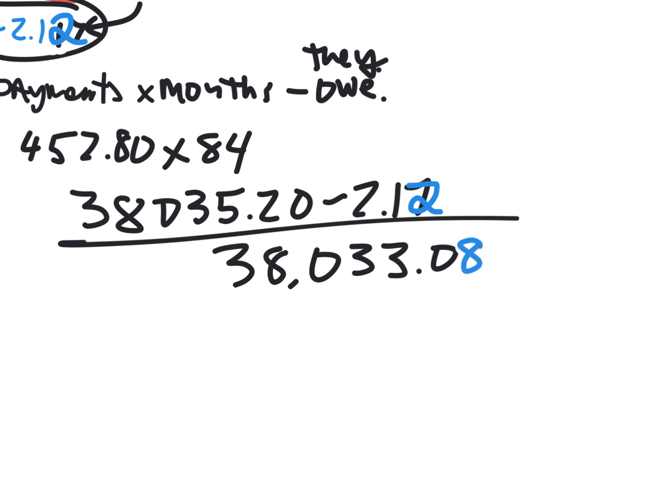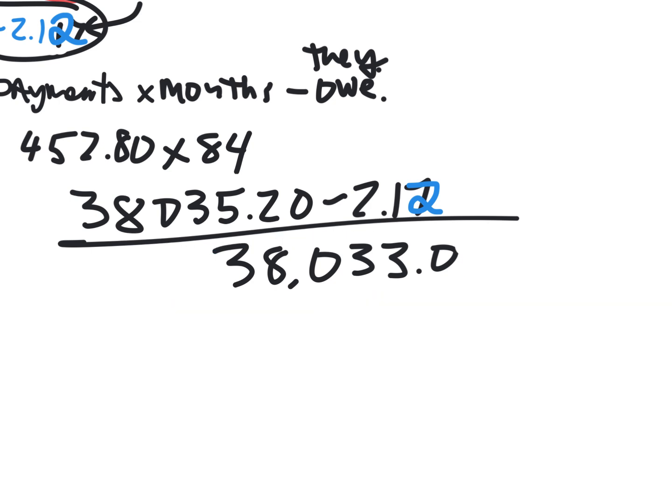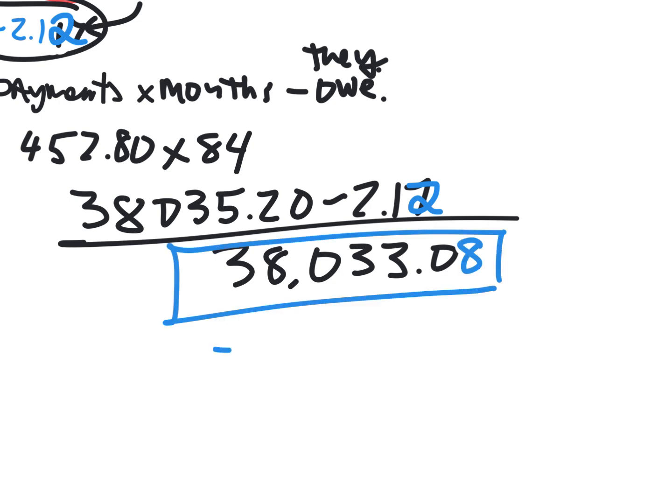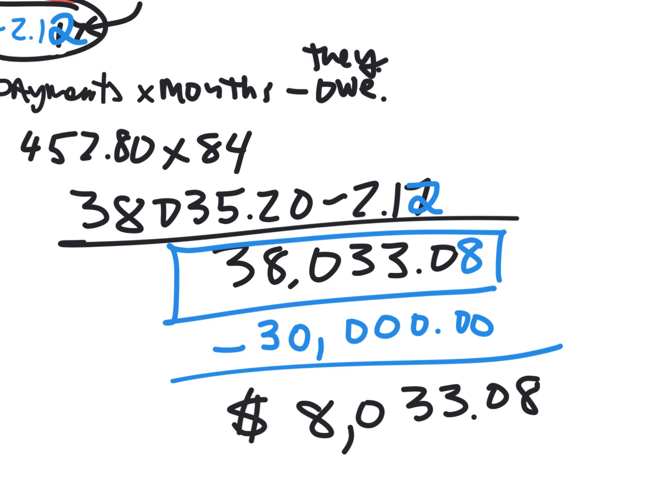Okay, good. All right. Now, the next question, I bet you can figure this out. How much of that money that you spent was interest? I got this. That minus 30,000. Yeah, you just take away the 30,000, which was for the car. And that I can do in my head is $8,033.08.